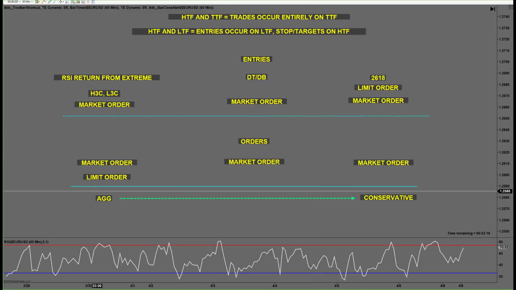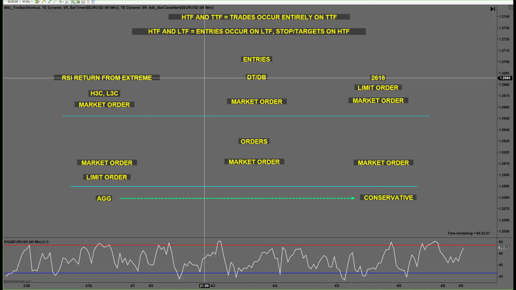And then, do I want to be aggressive with my entries for orders? Am I going to do a limit order, an ultra aggressive order type? Am I going to wait for signals: RSI extreme, H3C, L3C? It's going to be a market order because I got to look at that stuff. Double top, double bottom, 2618. How am I going to get in?